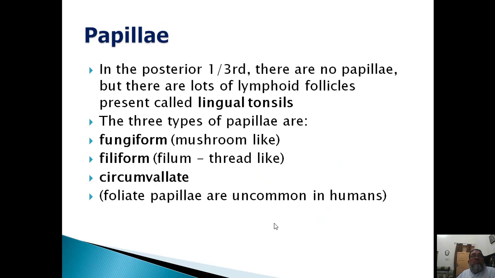The papillae are projections of the epithelium and the lamina propria. In the posterior one-third, there are no papillae, but there are lymphoid follicles in the form of nodules, and these are called the lingual tonsil. Three types of papillae are visible: fungiform, that is mushroom-like; filiform, thread-like; and circumvallate, that is basket or saddle shape. Foliate papilla is the variety which is uncommon in humans.